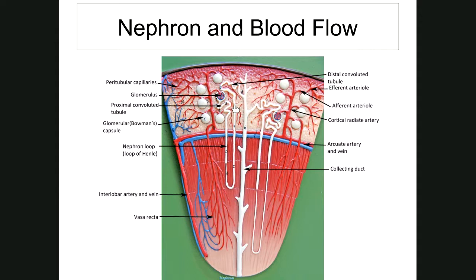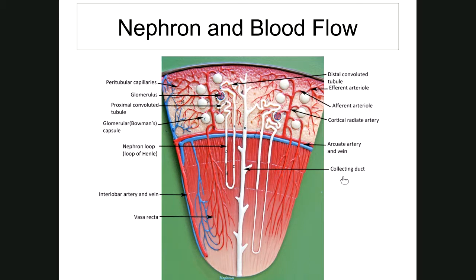So we have two here. One's over here, and one's over here. So collecting duct: a duct to which many distal convoluted tubules join and deposit their urine secretion. Collecting, C-O-L-L-E-C-T-I-N-G. Collecting duct.